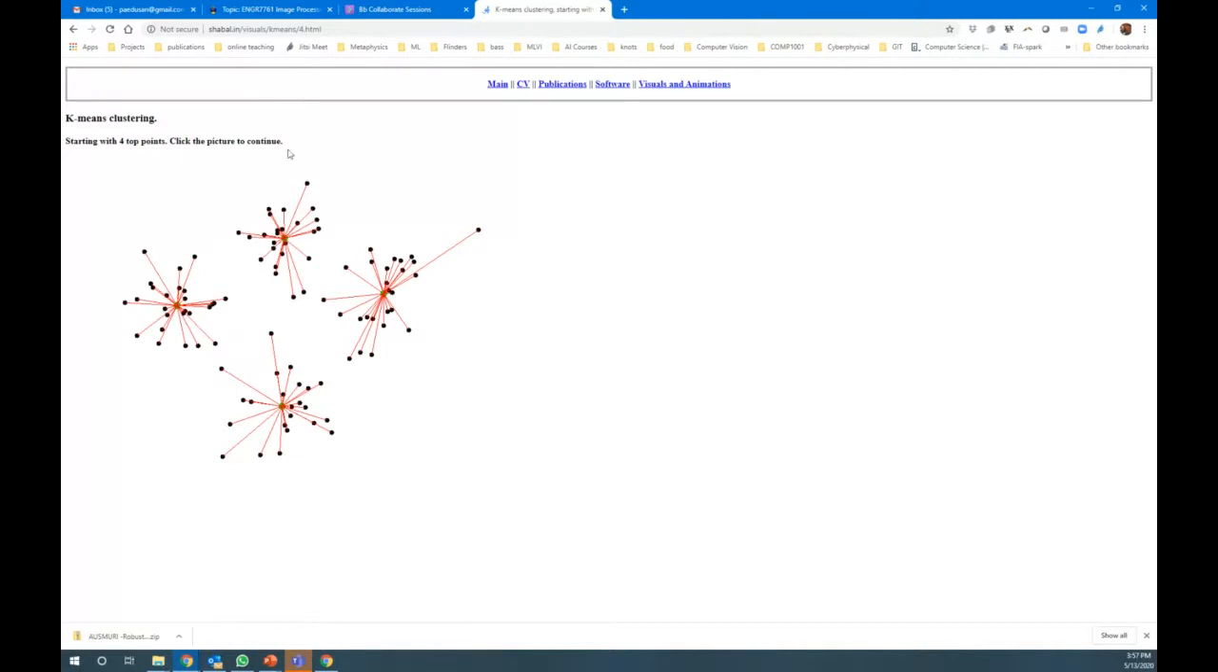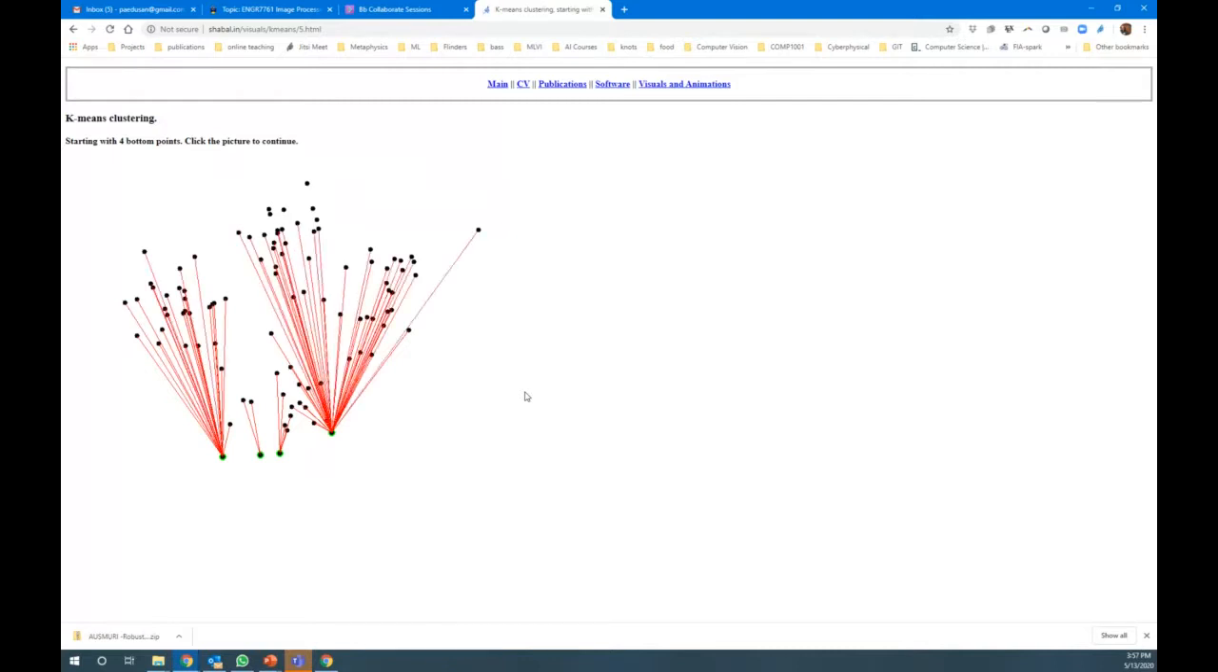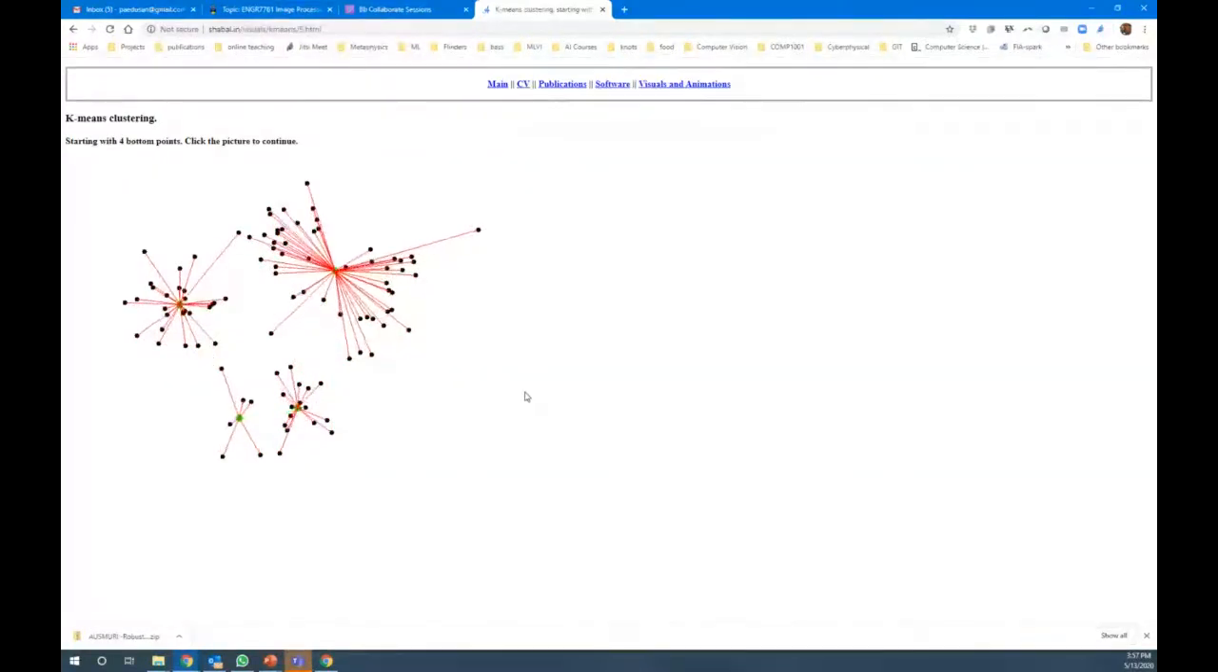Let's see it again, to convince ourselves that what it's doing is correct. It calculates the distances from every point to each one of the centers. It updates the center, calculates again, updates the center, calculates again, until the clusters are not changing anymore. Right? That's the basic idea.